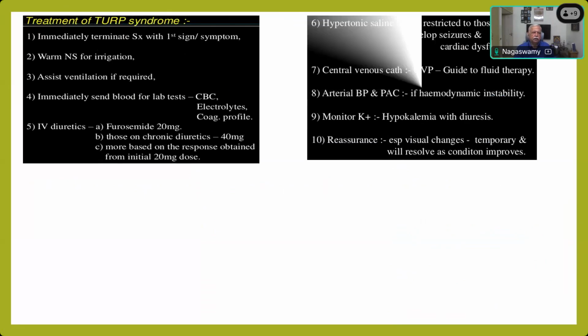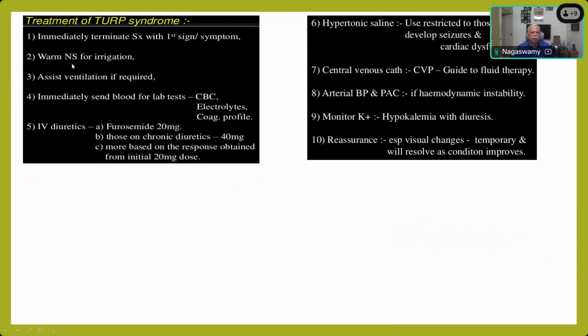Treatment: immediate stopping of surgery, warm normal saline for irrigation, assist ventilation, and send the blood for CBC, electrolytes, and coagulation profile. Lasix 20 milligram, and if the patient is already taking Lasix for some cardiac ailment or anything, you have to give an extra dose of 40 milligram. And repeat based on the response obtained from the initial 20 milligram. Then you can start using hypertonic saline.